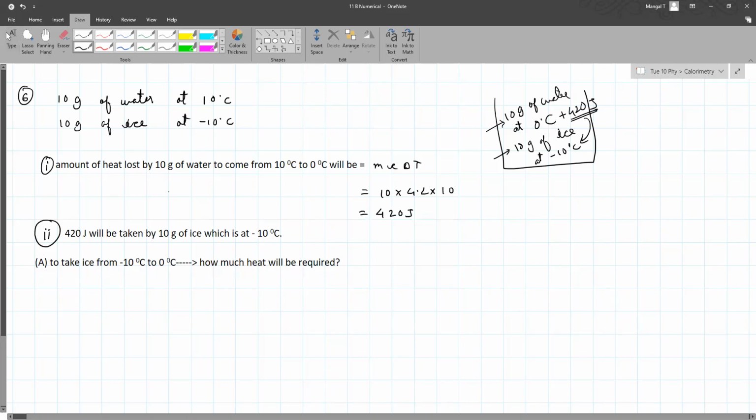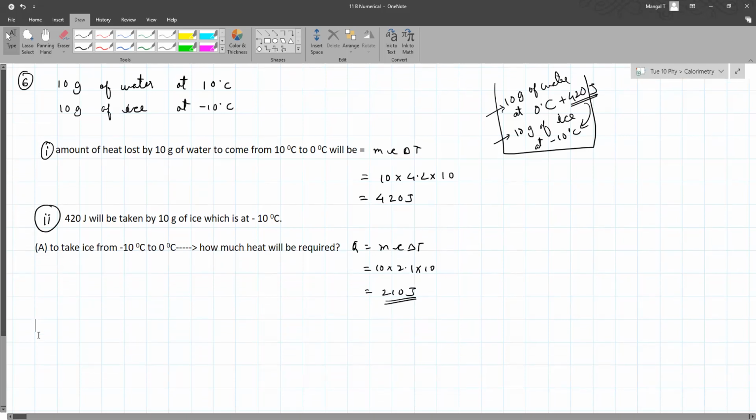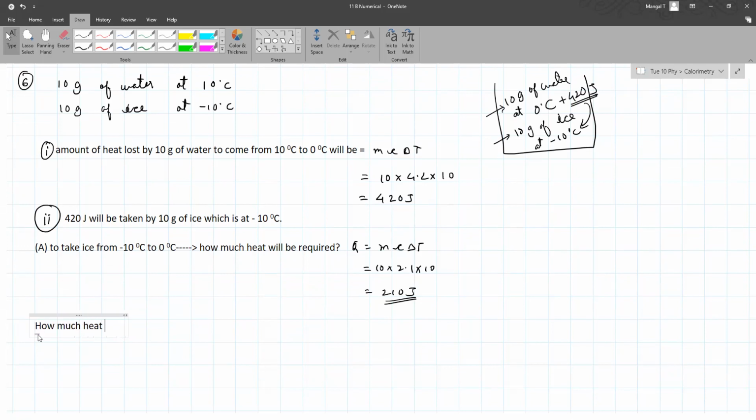If you want to take ice from minus 10 to 0 degree, the heat required will be mc delta T. That will be 10 into 2.1 into 10, that will be 210 joules. Any questions in this? No. How much heat is left now? 420 minus 210, that is equal to 210.